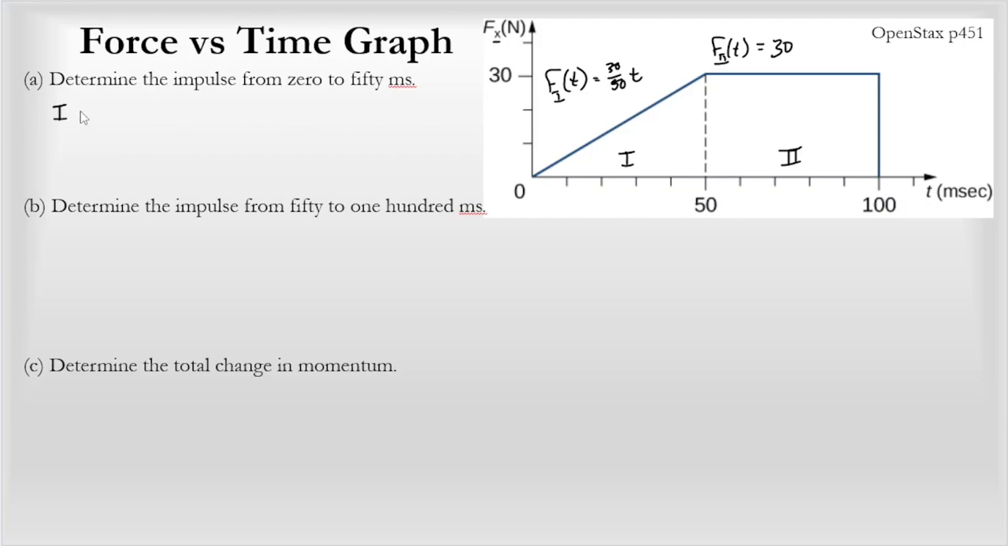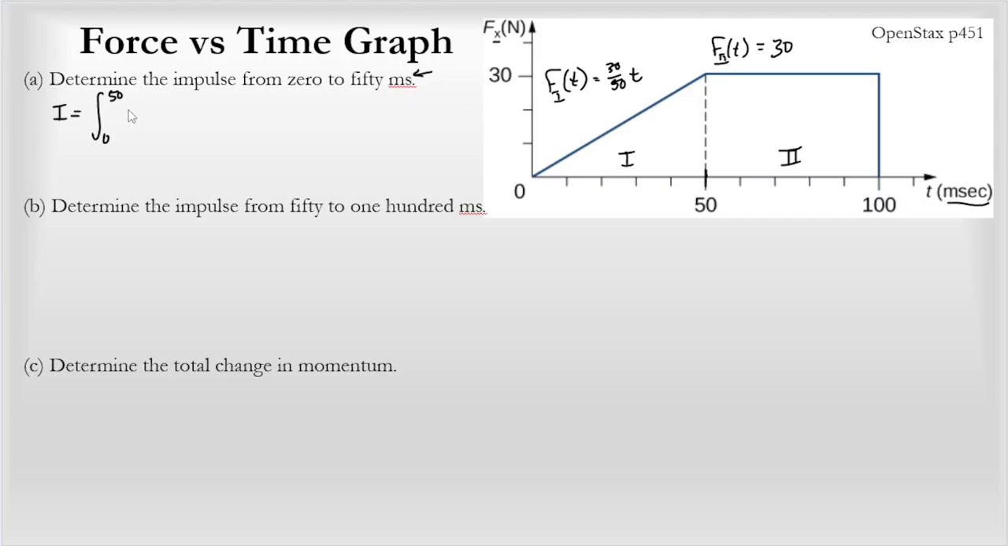Let's see, the impulse. Determine the impulse from 0 to 50 milliseconds. It says m seconds over here, but I interpret it as milliseconds. So I could see a force like when we bounce a ball onto the ground, it's in contact with the floor for milliseconds. So let's do from 0 to 50, and we can see on the graph that's the end of our first region here.